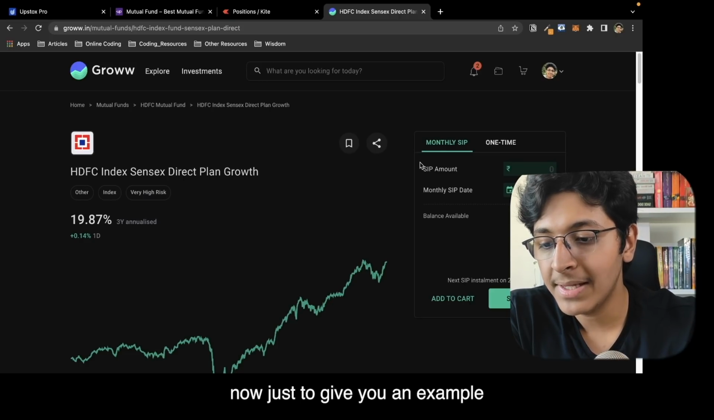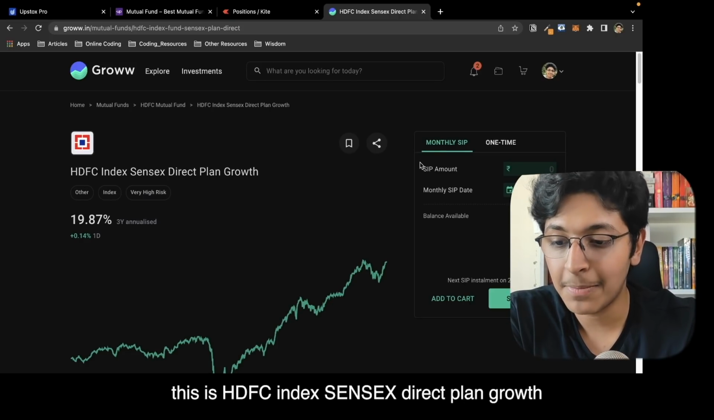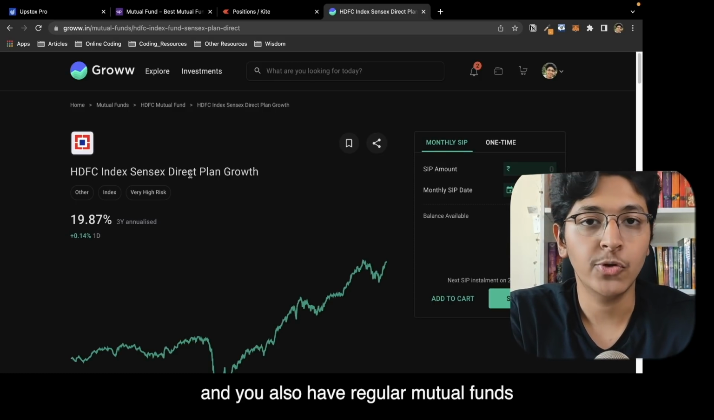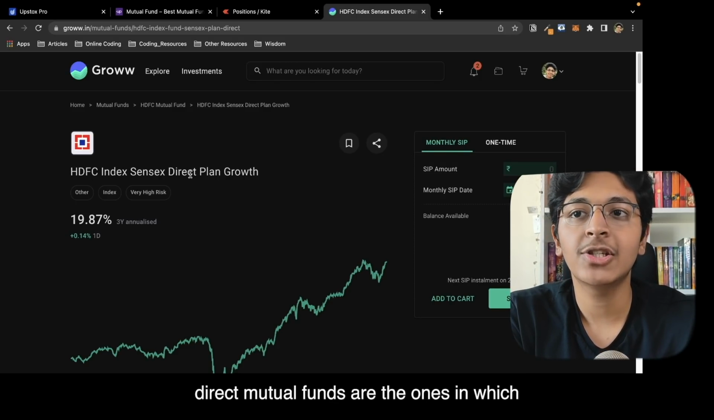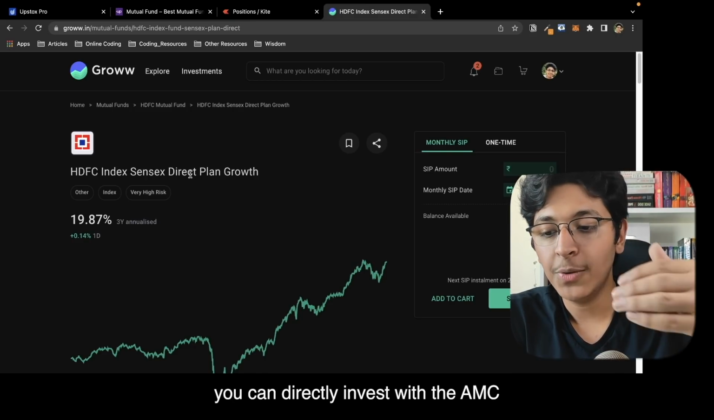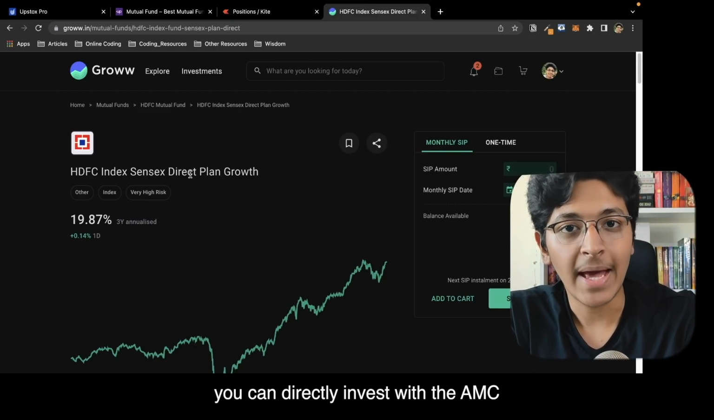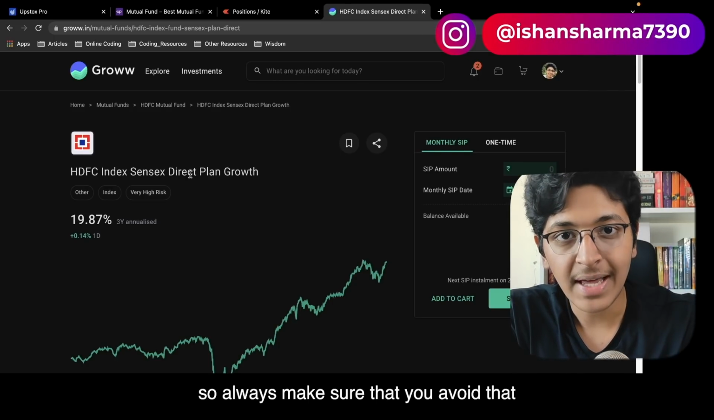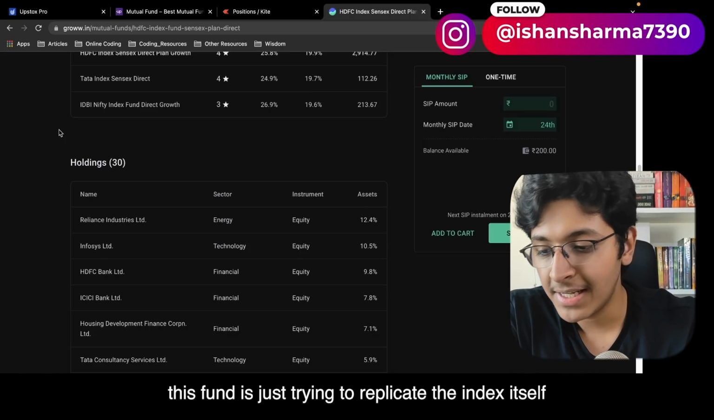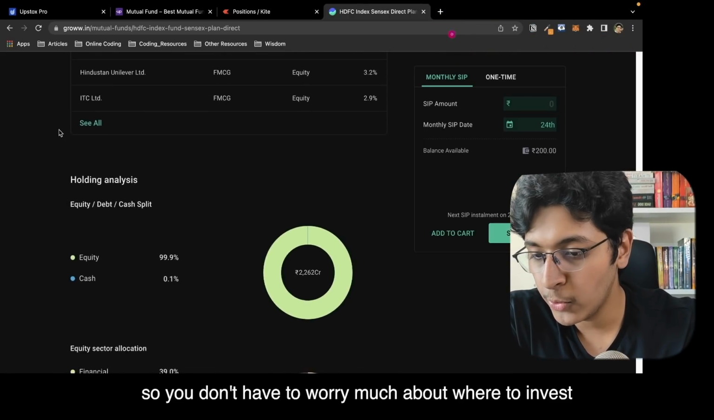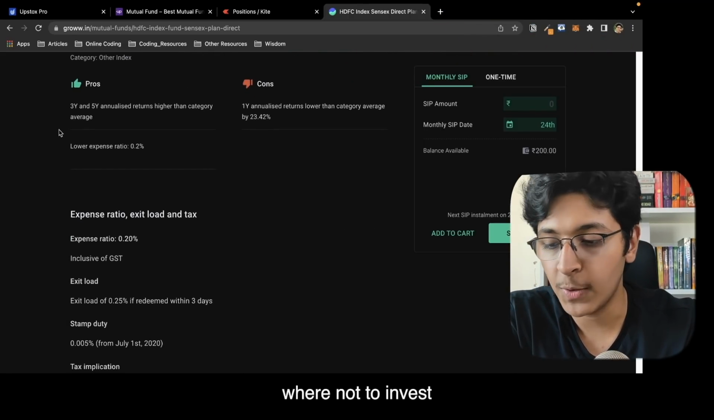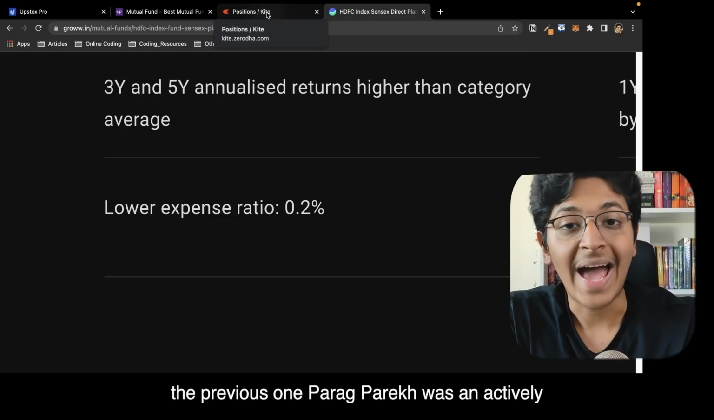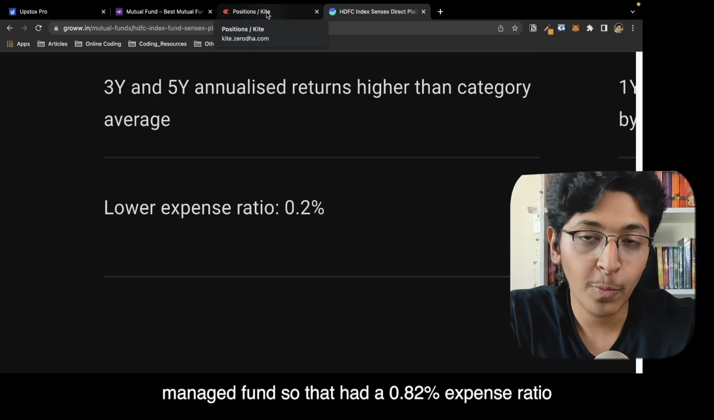Now, just to give you an example, this is HDFC Index Sensex Direct Plan Growth. You will see direct and regular. So you have direct mutual funds and you also have regular mutual funds. Direct mutual funds are the ones in which you don't have a middleman and you can invest directly with the AMC. In case of a regular, you will have more fees involved. So always make sure that you avoid that. Always go with direct mutual funds. This fund is just trying to replicate the index itself, so you don't have to worry much about where to invest and where not to invest. You can also see the expense ratio, 0.2%. The previous one, Parag Parikh, was an actively managed fund, so that had a 0.82% expense ratio.